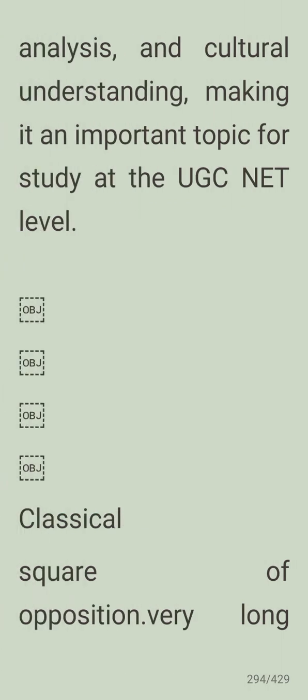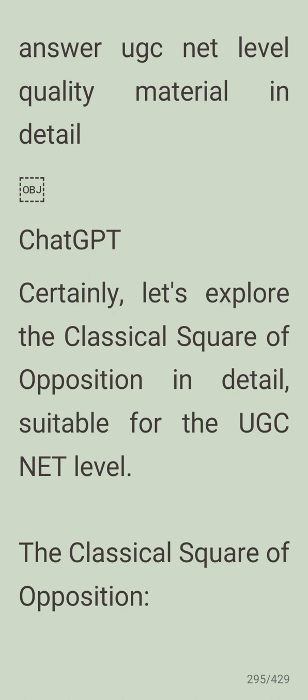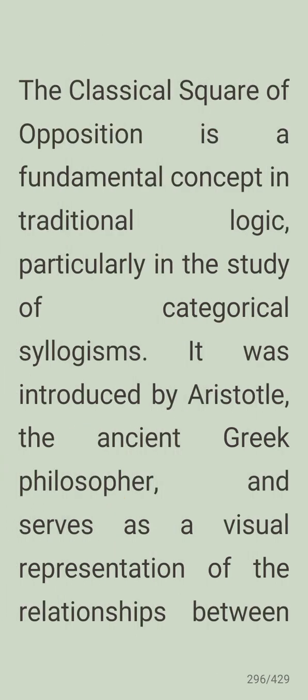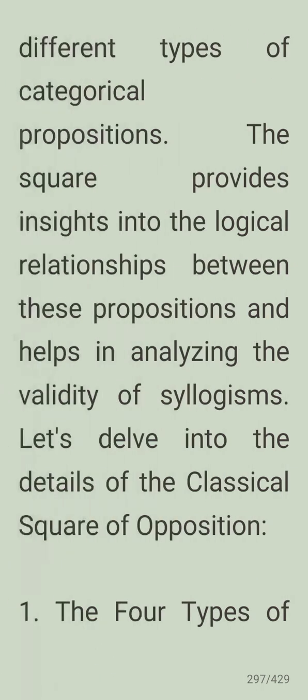Then, classical square of opposition. The classical square of opposition is a fundamental concept in traditional logic, particularly in the study of categorical syllogisms. It was introduced by Aristotle, the ancient Greek philosopher, and serves as a visual representation of the relationships between different types of categorical propositions. The square provides insights into the logical relationships between these propositions and helps in analyzing the validity of syllogisms. Let's delve into the details of the classical square of opposition.